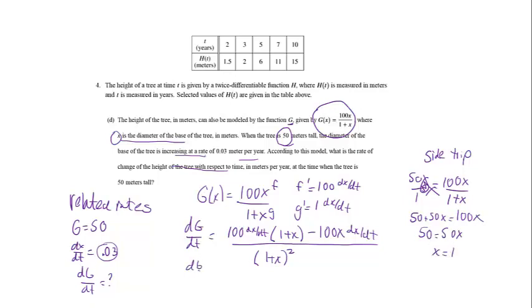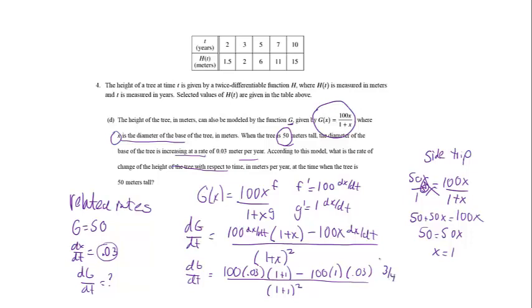So now my dg/dt is going to equal 100 times 0.03 times (1 plus 1) minus 100 times 1 times 0.03, all over (1 plus 1) squared. Now, if you don't want to calculate this incorrectly, you could leave your answer just like that and you would get all of your points. If you did go down to a final answer, you will end up getting 3/4.